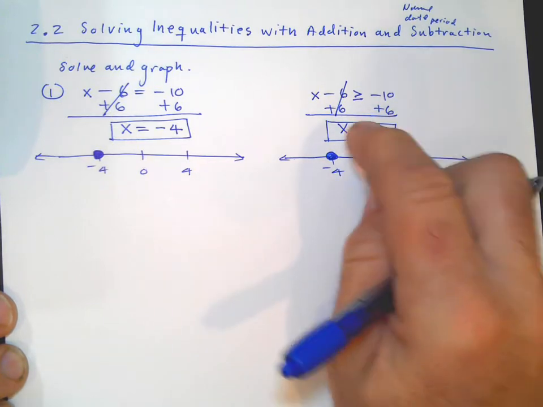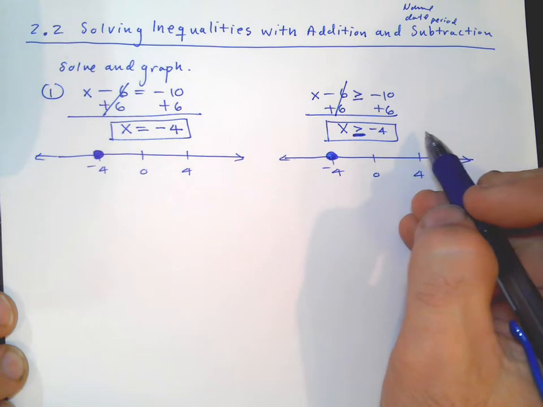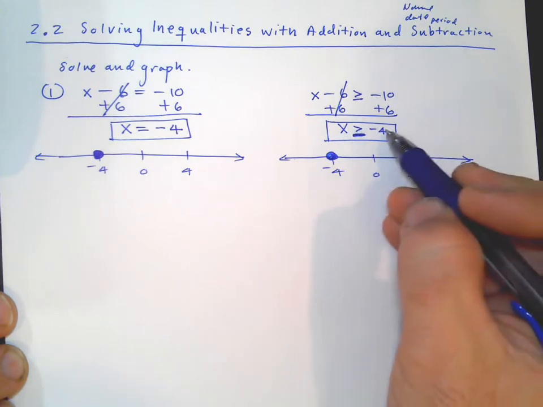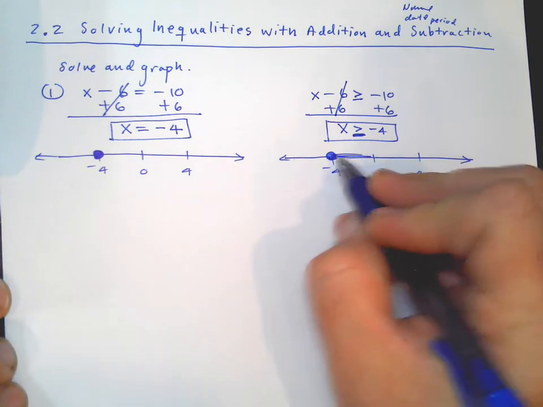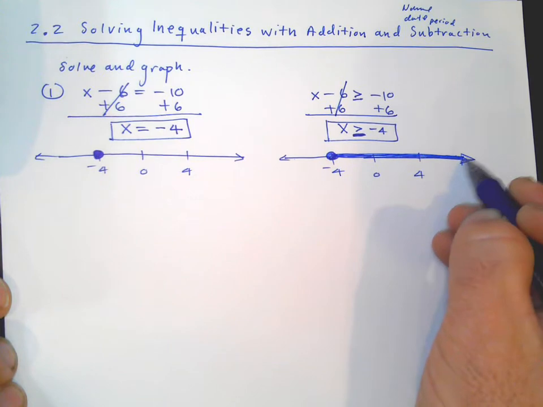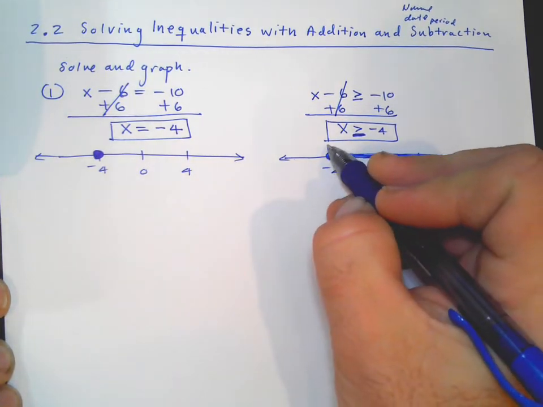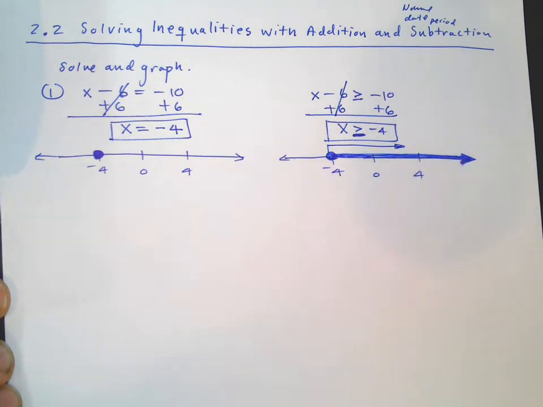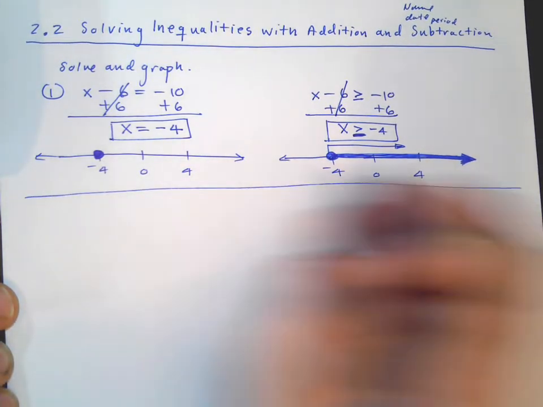X is greater than negative 4, right? So you read it left to right. X is greater than negative 4. Well, that's got to be numbers that are bigger, which are always going to be to the right on the number line. So you could make it a darker, thicker arrow, or you could do it like this if you like. You don't have to make it so dark. Either way is fine with me. So that's what we're doing.